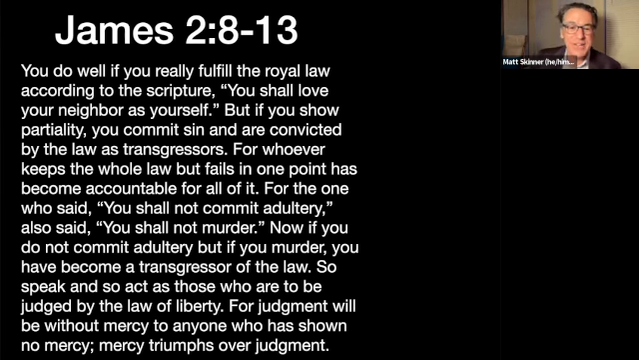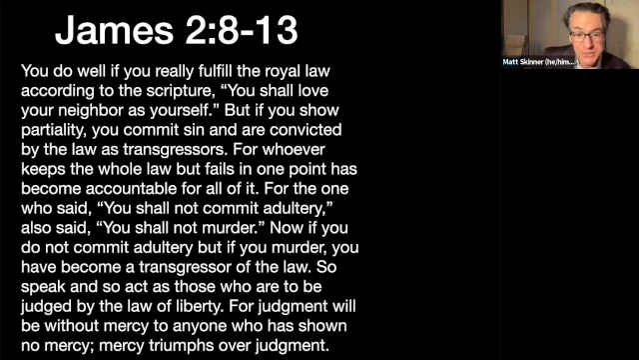For the one who said you shall not commit adultery also said you shall not murder. Now James is quoting from the 10 Commandments here. If you don't commit adultery, but you murder, you've become a transgressor of the law. I think we would all agree with that. Just because you get all the laws right, it doesn't mean that if you break one of them, especially a severe one, you haven't done something wrong.